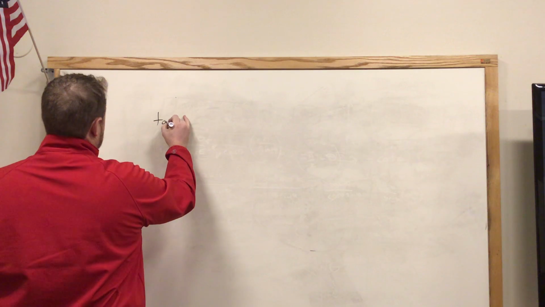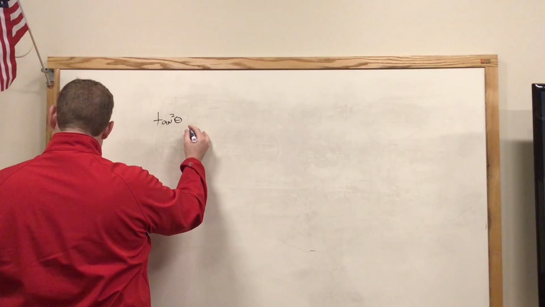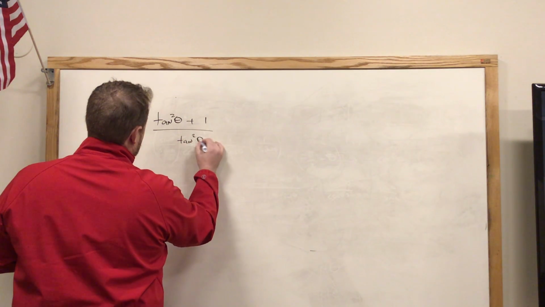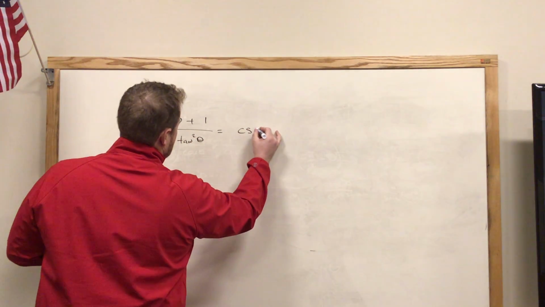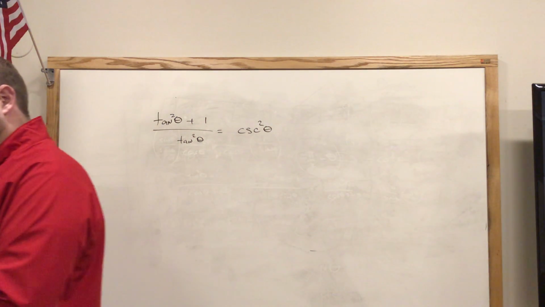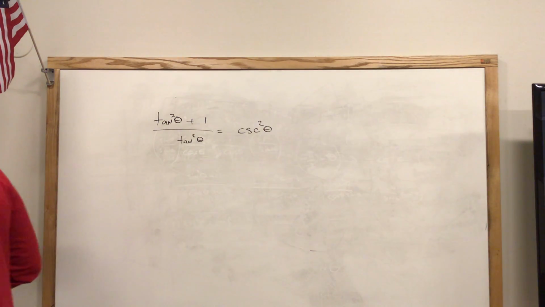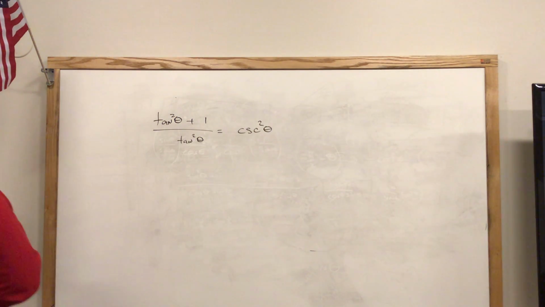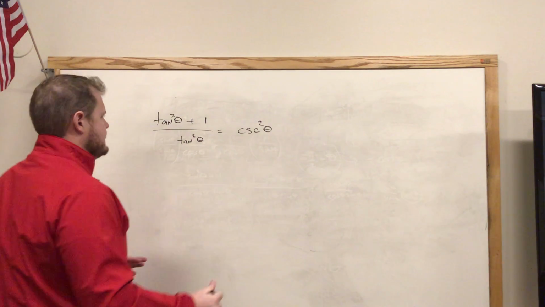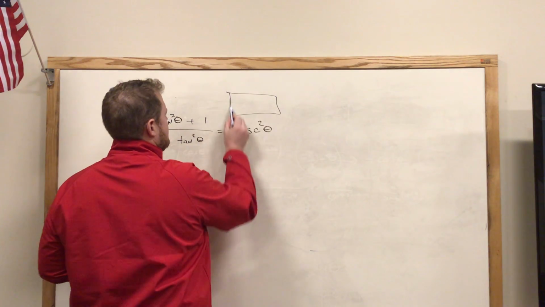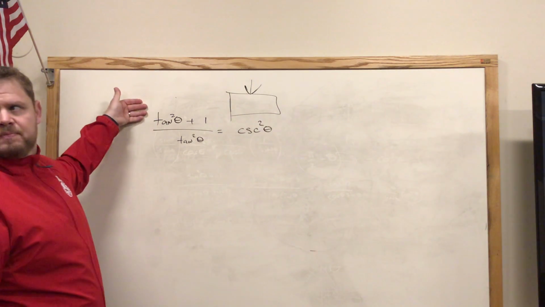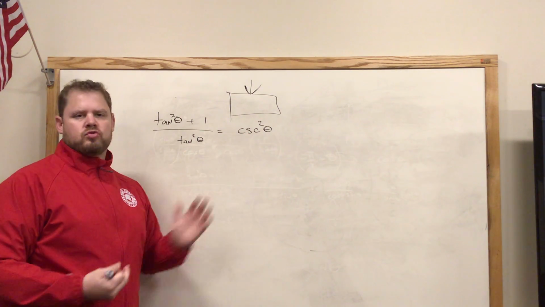So here we go, for instance, tangent squared theta plus 1 over tangent squared theta equals cosecant squared theta. Now, when you're doing problems of this nature, what you want to do is leave one side the same. Leave the easiest side the same, and basically it's always going to be equal to. You're going to work the problem to verify that this is a true statement.